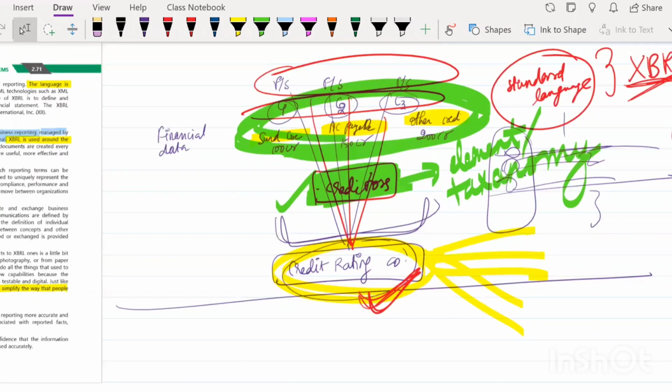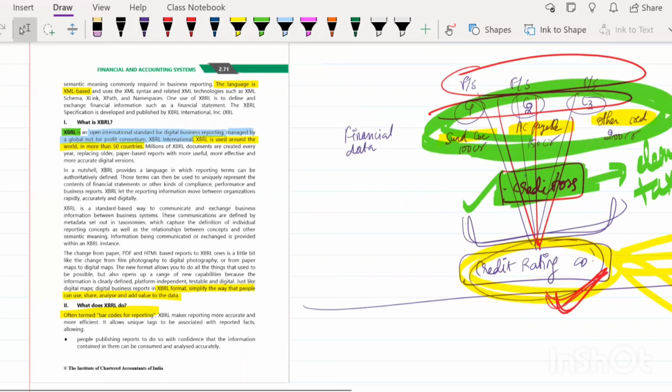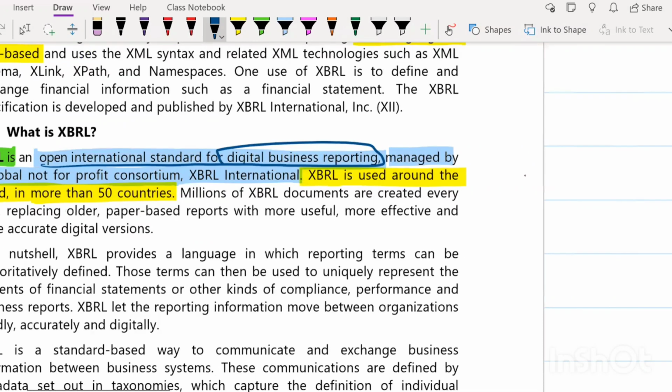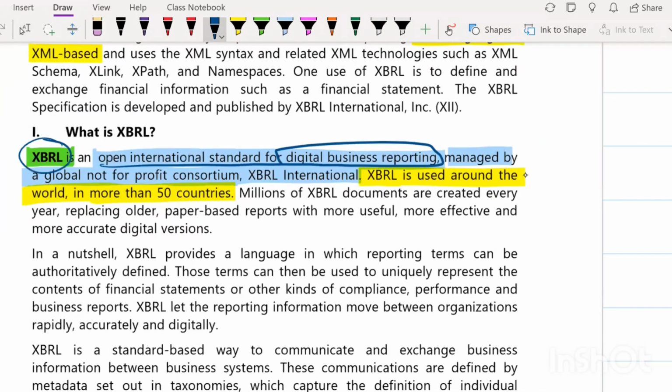Okay, so this was the use of XBRL, that whenever you are going to compare information, it is the same or similar throughout all the financial statements, so it's easier. So you can see XBRL is an open international standard for digital business reporting. This XBRL is managed by a global non-profit organization known as XBRL International.